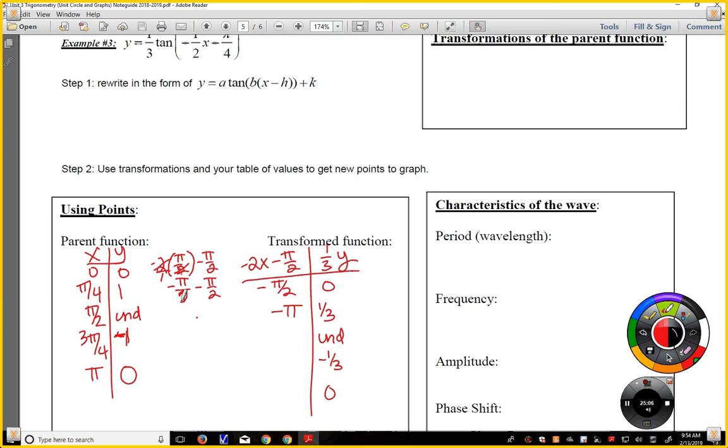So when this is multiplied by 2, so will this be. So now they have a common denominator of 2. Negative 2 pi plus negative 1 pi is negative 3 pi over 2.